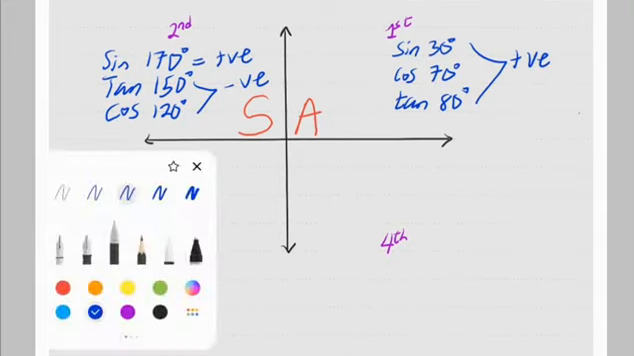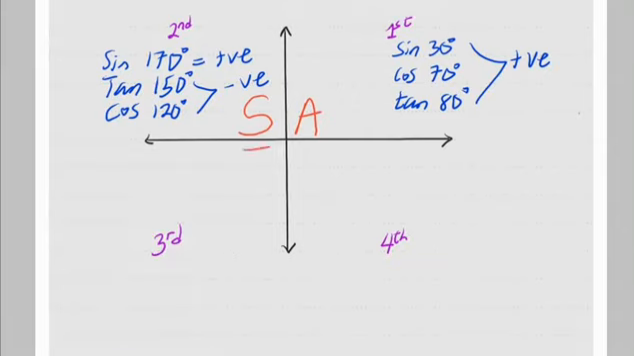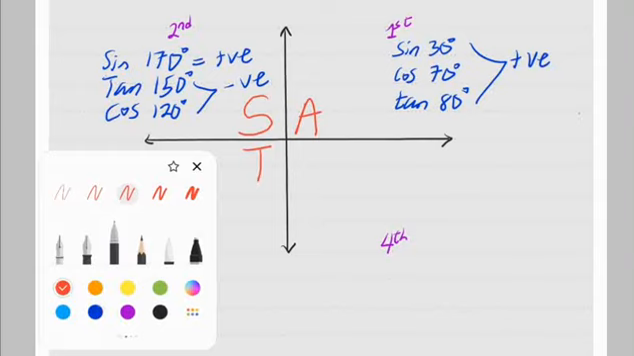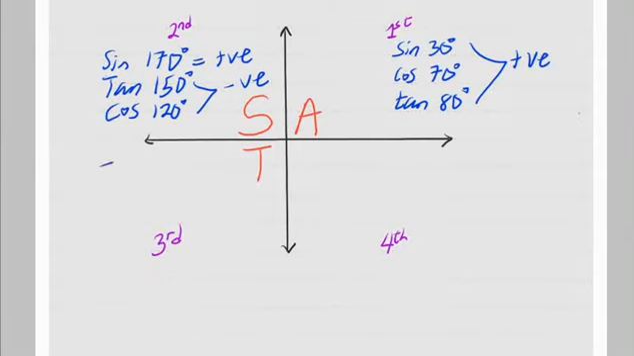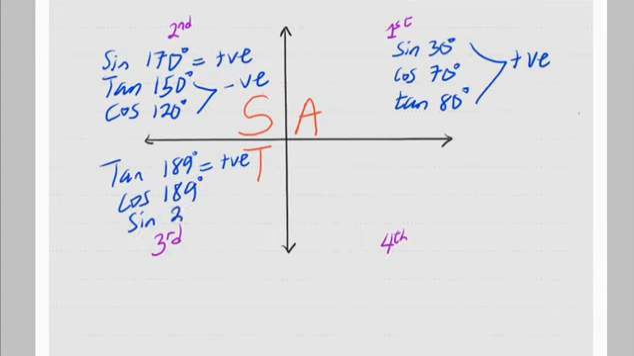In the third quadrant, only the tangent of an angle is positive. So, if you do the tangent of any angle in the third quadrant, let's say tan 189 degrees, you are going to get a positive value as your answer. If you decide to do cos of any angle in the third quadrant, let's say cos 189 degrees, or you do sine 250 degrees, the cosine and the sine of any angle in the third quadrant will give you a negative value as your answer.